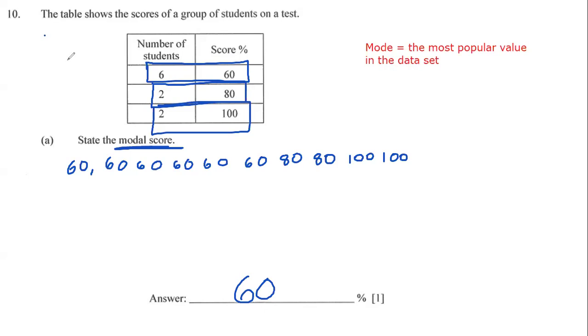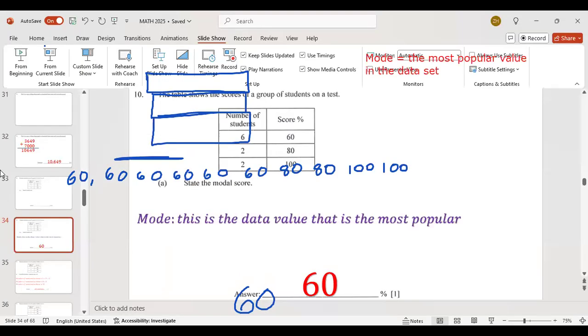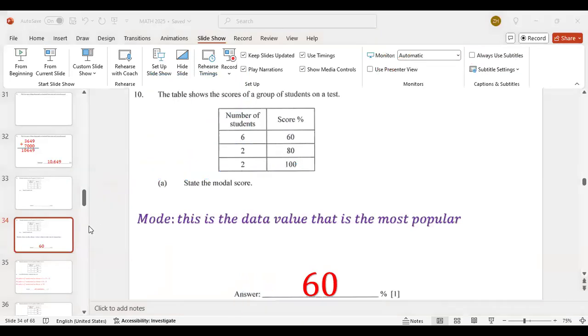Do we have this written down before I move on to the next one? Yes, sir. Good. All right, so this one is the one that appears the most. So this is what I have here. It's going to be the most popular value in the data set. Let me erase all this. So the mode is the most popular value in the data set. It appears the most.